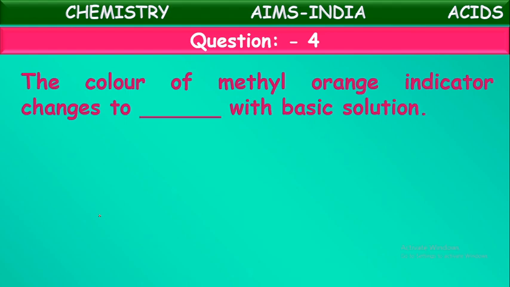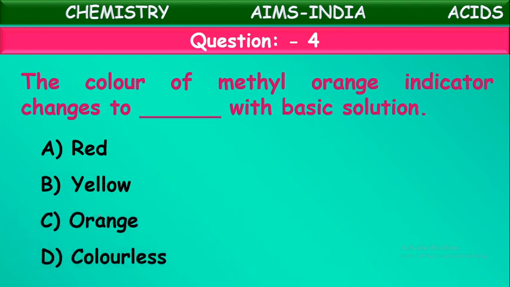The color of methyl orange indicator changes to dash with basic solution. What is the color of methyl orange? It is orange color. So it shows different colors with acids and bases. They're asking here, how does it change its color with the basic solution? See the options: red, yellow, orange or colorless. What is that color, children? Yes, methyl orange changes its color to yellow on mixing with basic solutions. Color changes to yellow.